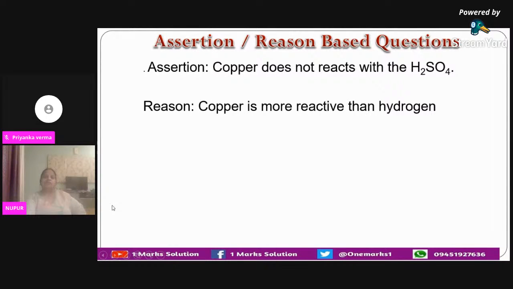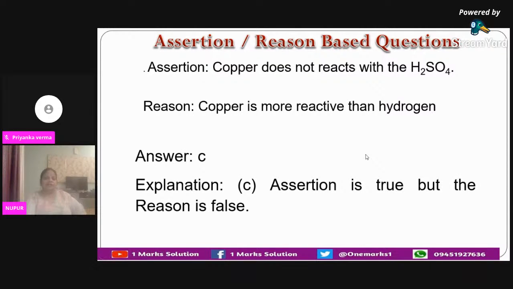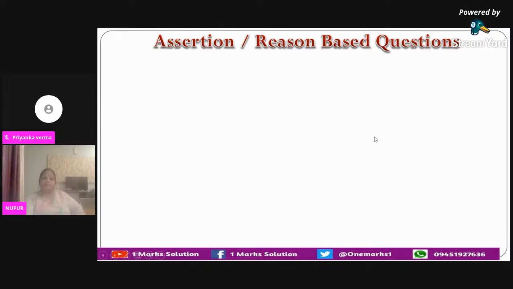Copper does not react with sulfuric acid. That is one statement given. And the reason is said that copper is more reactive than hydrogen. So let us see. Here, the statement is true. Copper does not react with sulfuric acid. But that is not the reason. Not because copper is above hydrogen in the reactivity series. That is a wrong thing. So we say that assertion is true, but reason is false.